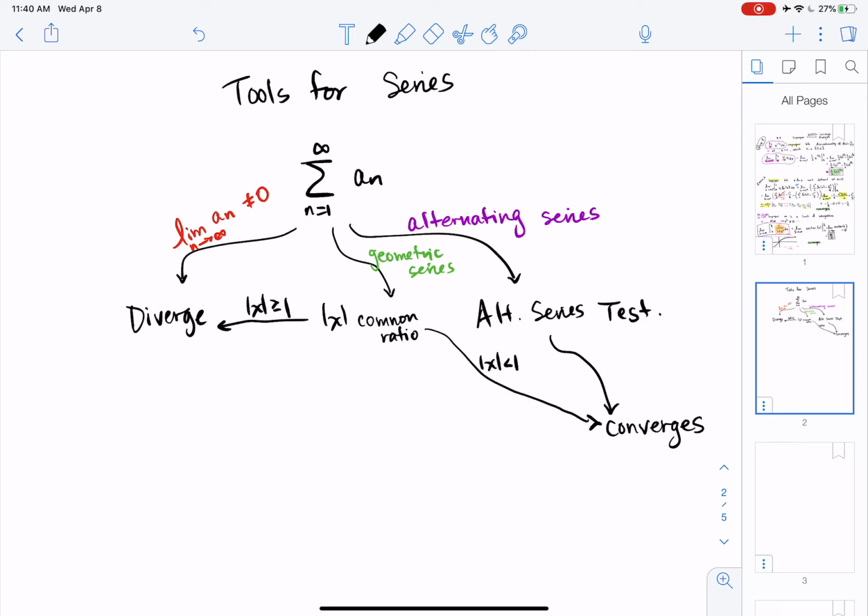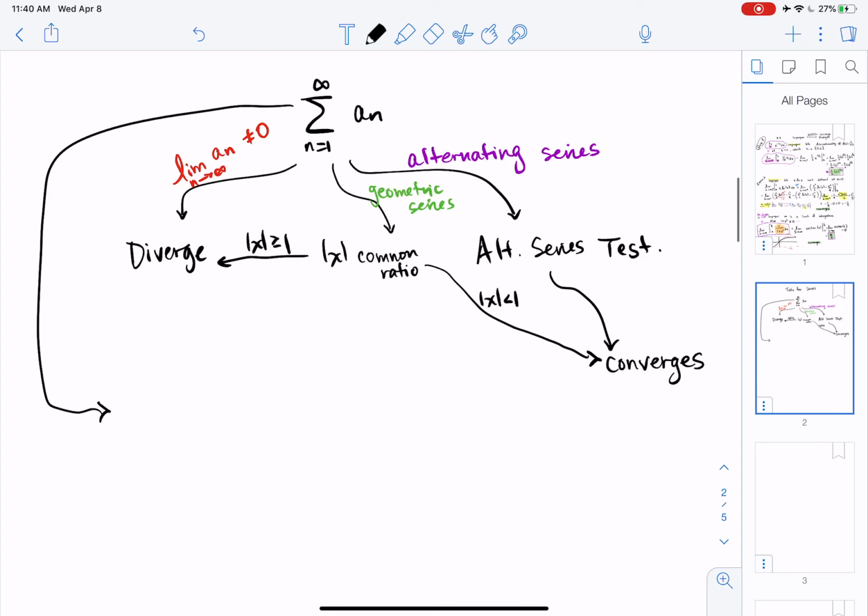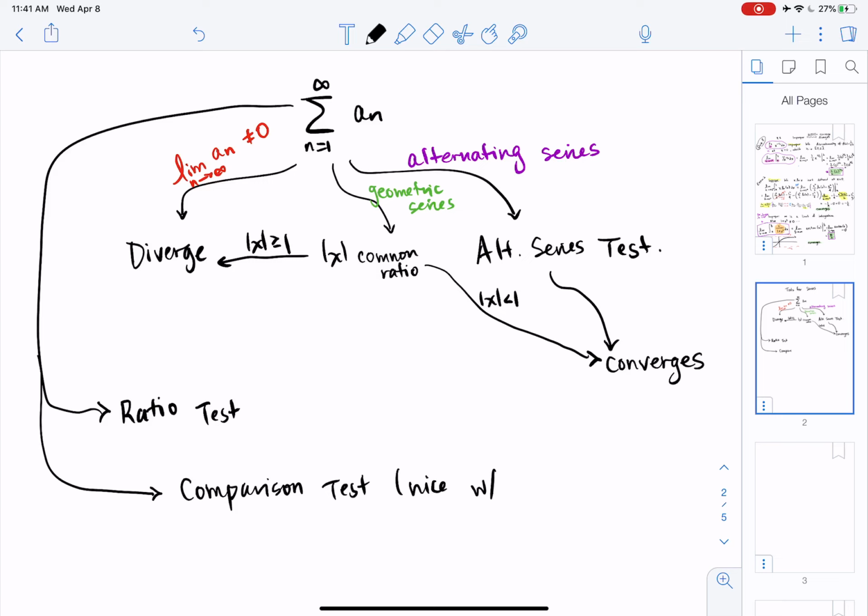What else can you do? Well, maybe you're not in one of these nice categories of series. Maybe you're just kind of an odd looking series. There are other tests that you can do. You can always do the ratio test, regardless of your series. You can do the comparison test if you can find somebody to compare to. This is especially nice to compare to p series, 1 over n to the p. If you can make a comparison, that's always a nice thing to do. And depending on your series, there's an extra condition here, you could use the integral test. So let me just add what's required for the integral test to be applied.